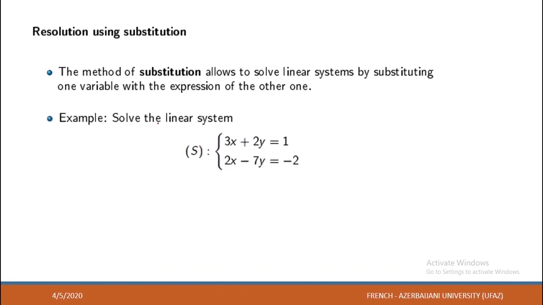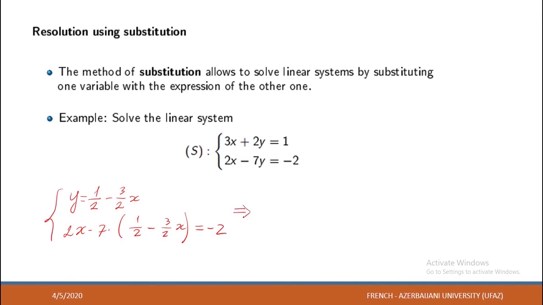Example. Let's solve this linear system. In order to solve this system, first we express y with x or x with y. Let's express y with x in the first equation. From here, y will be 1 over 2 minus 3 over 2 x. And we use this substitution in the second equation. It will be 2x minus 7 times 1 over 2 minus 3 over 2 x is equal to minus 2.